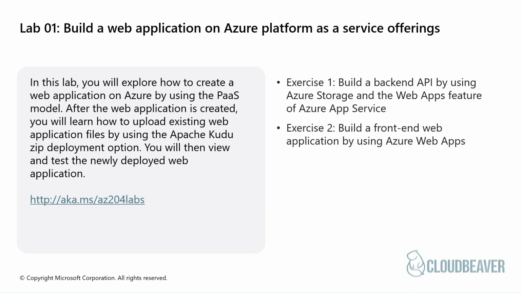Here we go with the first lab in the following course, which is Build a Web Application on Azure Platform as a Service offerings. The lab will show you how to create an Azure App Service with a plan for it, how you can deploy your web applications or APIs into it, and implement an integration between those by using the App Configuration service.